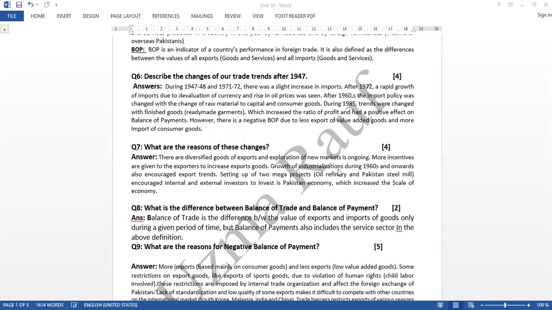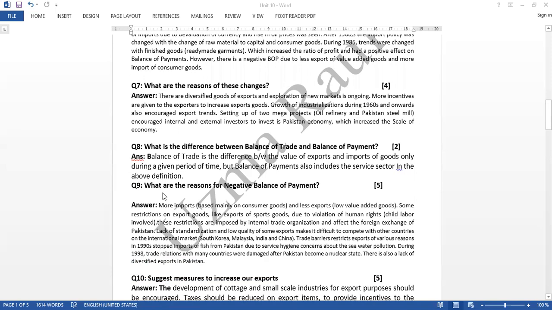Second reason is growth of industrialization during 1960s and onward, which also encouraged export trends. Third reason is setting up of two mega projects, which were oil refinery and Pakistan Steel Mill, which encouraged internal and external investors to invest in Pakistan's economy, which increased the scale of economy. Right? So now we have completed till question number 9.